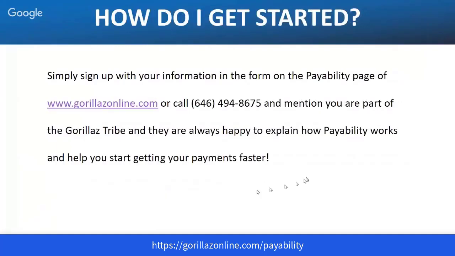So how do I get started? Simple. Simply sign up with your information on the form on the Payability page of our website, or you can call them on 646-494-8675 and mention you were part of the Gorillaz tribe. And they'll always be there to help you with any questions or how to get started.